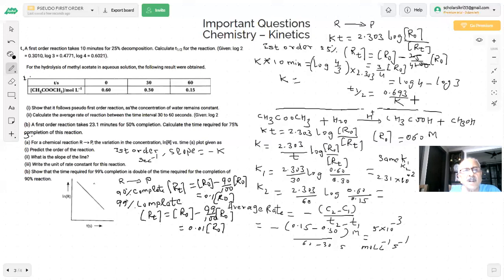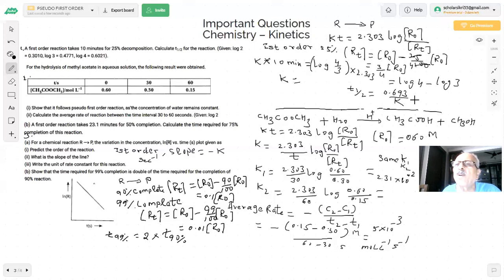You can solve it. Time required for 99% completion. What you have to prove is that time for 99% is equal to 2 times the time for 90% completion. Which is clear from these values which I have got, because these values we have to put in this formula. This is the formula.